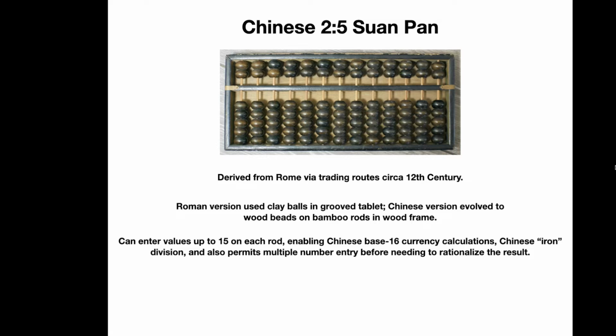And also there was an early form of division that they used, and it was called iron division, and you needed extra beads on each row in order to do it, which is why you needed more than just 9 on each row.